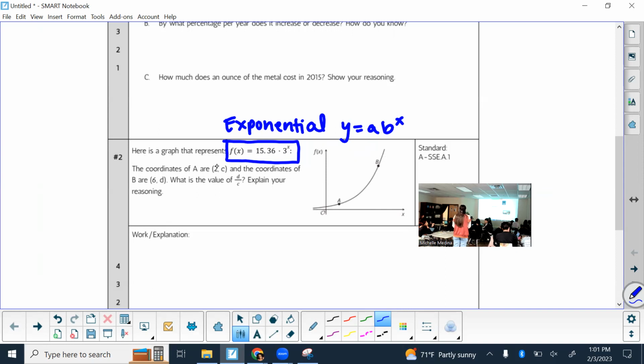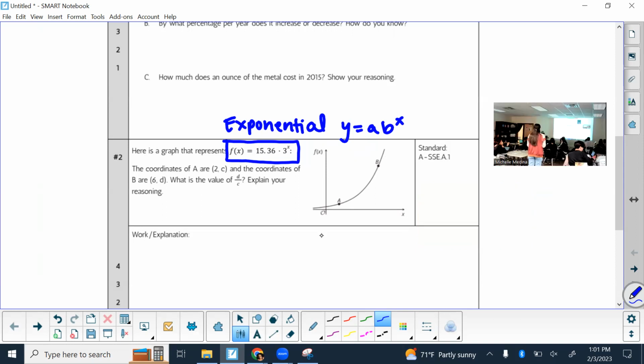It's represented on this graph. The coordinates of A are 2, C. The coordinates of B are 6, D. What's the value of D divided by C? So I need to figure out what D and C are. And I do have enough information to figure that out, because coordinates are always in the order of what? Good, it goes X and then Y.